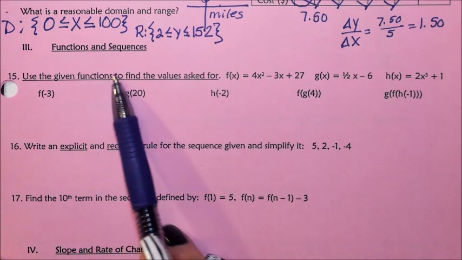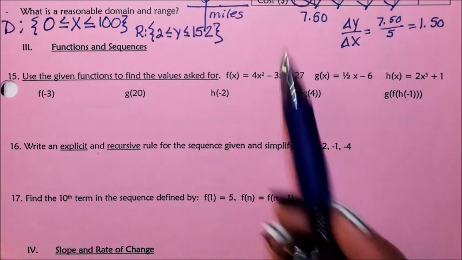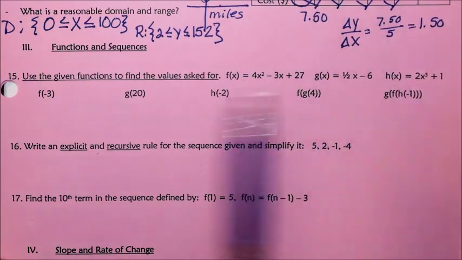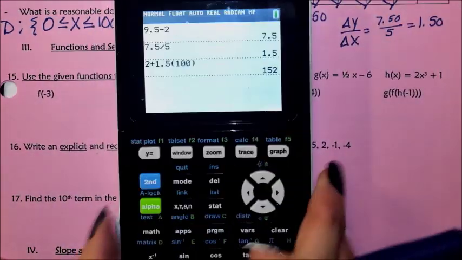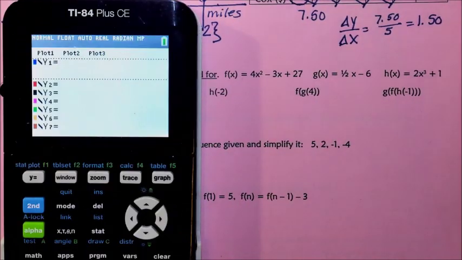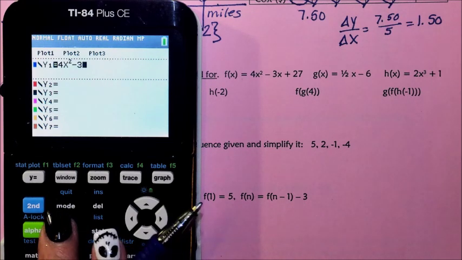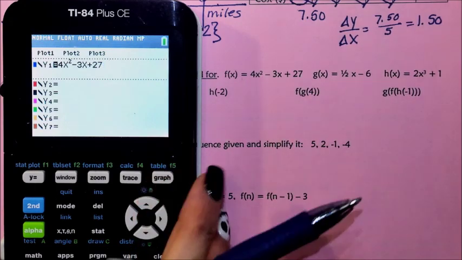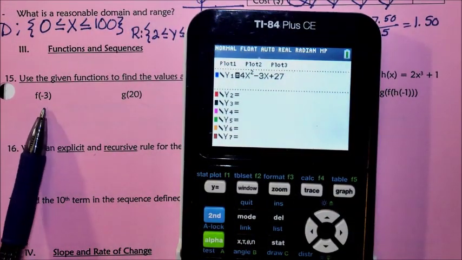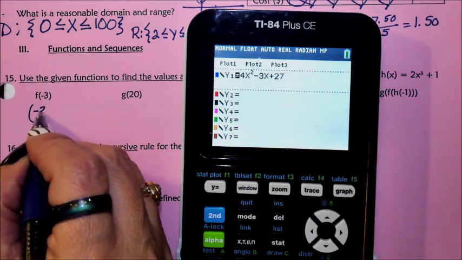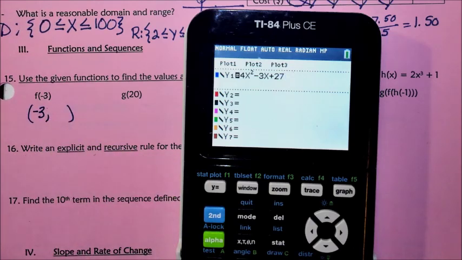All right, use the given functions to find the values. So here we go. We've got three functions, f of x, g of x, and h of x. F of negative 3. I'm going to go to y equals. I'm going to use my calculator. I'm going to do 4x squared minus 3x plus 27. So here's my f of x. If I want to know f of negative 3, that means when x is negative 3, what's the y value? What do I get out of that?